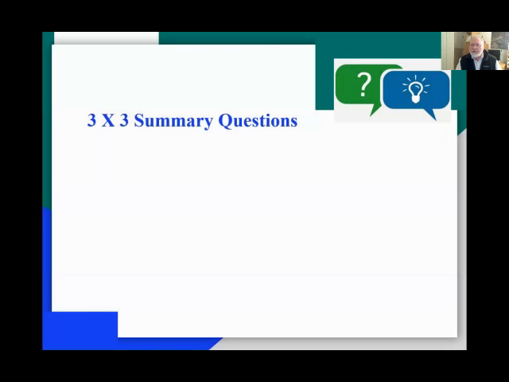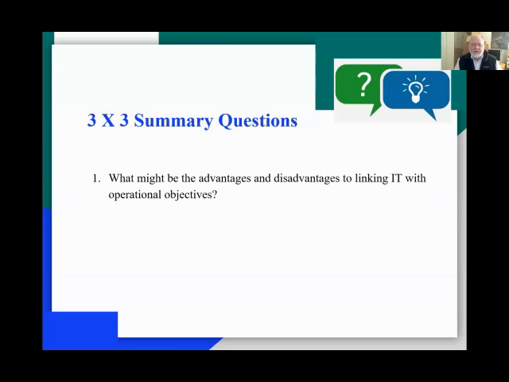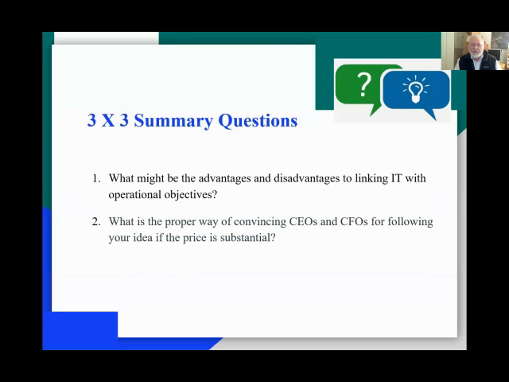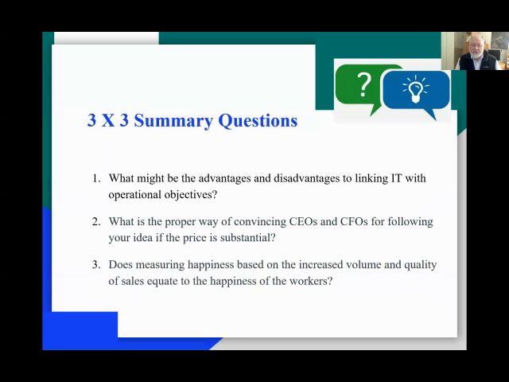Ending with a discussion, as we typically have as a practice, on 3 questions pulled from the list of questions in the preceding slides: advantages and disadvantages of linking IT with operational objectives, the proper way of convincing CEOs and CFOs to follow your idea if the price is substantial, and does measuring happiness based on increased volume and quality of sales equate to the happiness of the workers? And so we had a fairly lively discussion about those, but I'll leave them for you to think about, and you can pause the video at this point and do so.